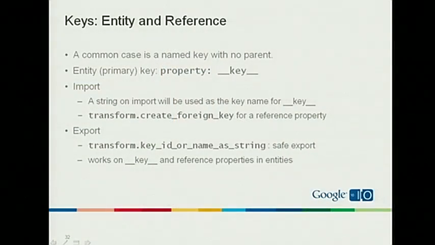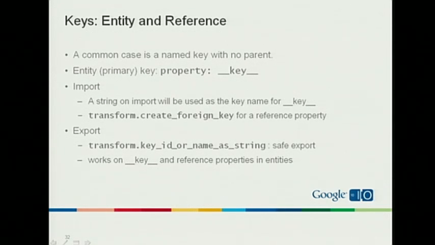So the most common case is a key with no parent. The way you set the entity key is a pseudo property, __key__. This shouldn't conflict with any of your properties because we claim everything with an underscore is reserved. So if you just specify a string on import, that will just create a named key. You do need to actually use transform. We've provided a bunch of helper functions. I haven't mentioned it yet, but there's a whole library called transform, which is imported by default in the auto-generated bulkloader.yaml. It's got a bunch of helpers.